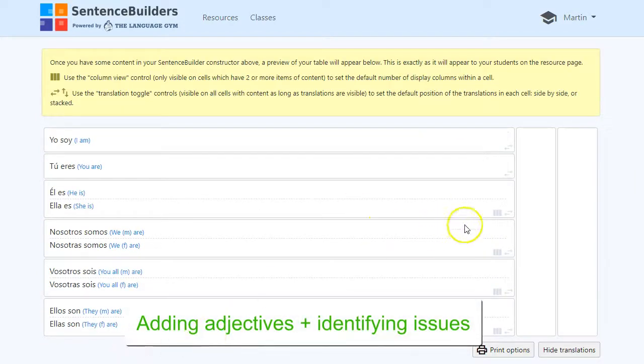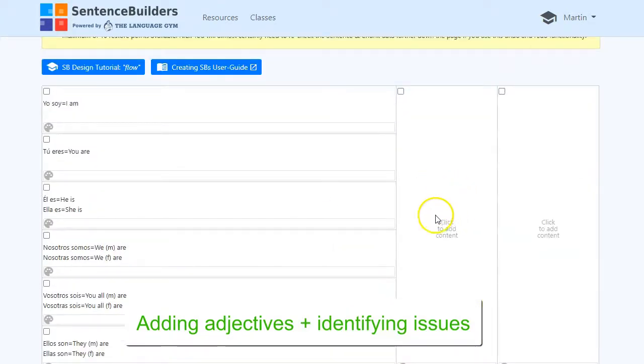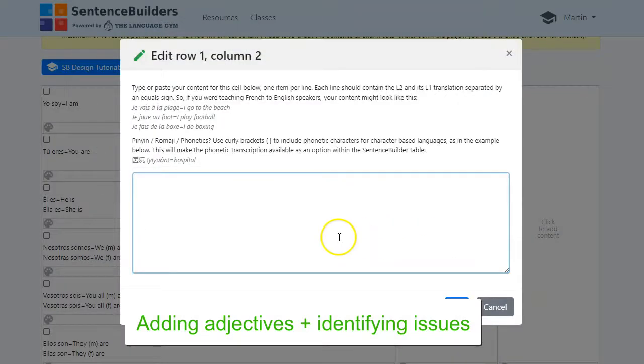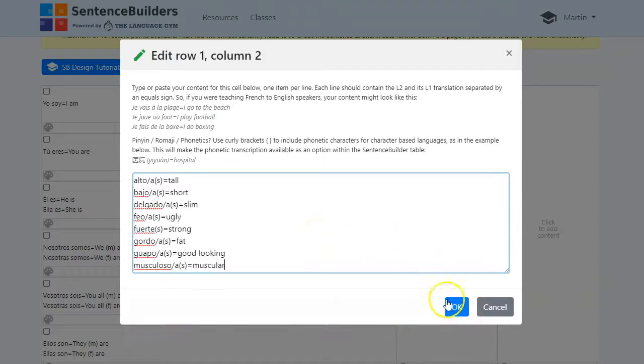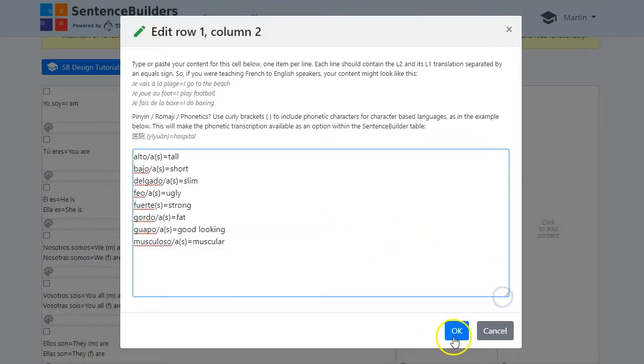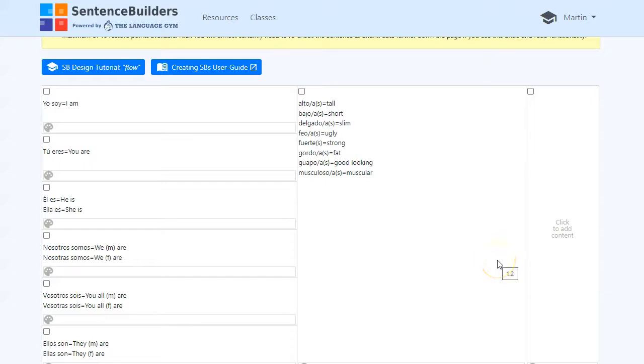Now let's have a look at our adjectives. So if I click into the next column here, I can then paste in our adjectives from the table. Now you can see from this that, as explained before, we've got all of our combinations put together as one. This is really not a good idea.